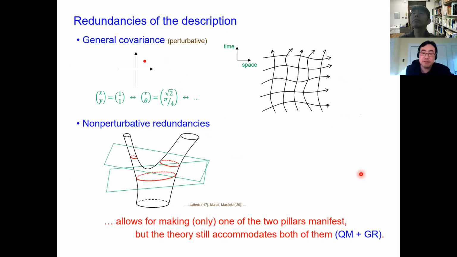Okay, so why is this the case? It's so totally different a description in quantum gravity. Ultimately, that's because of the gauge invariance of quantum gravity. Of course, in gravity, we already know that we have gauge invariance, a huge redundancy called general covariance. You can describe this point as (1, 1) in Cartesian coordinates, or in R, theta, it looks very different: square root of 2 and pi over 4.